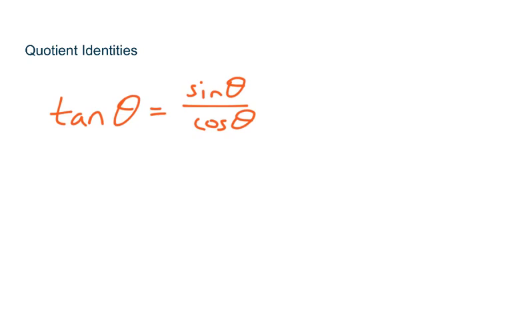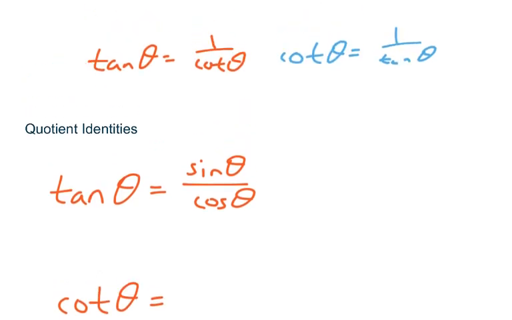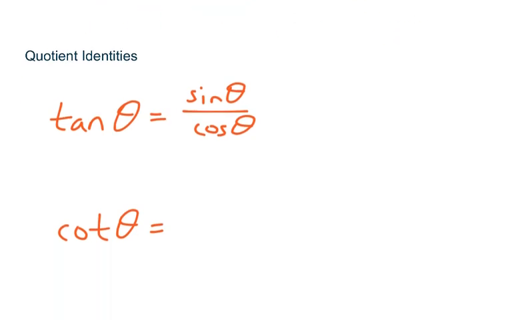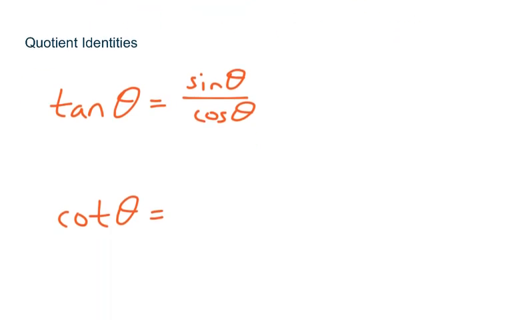The second quotient identity deals with cotangent, and we can think about the reciprocal identity with cotangent. Tangent and cotangent are reciprocals of each other, so it makes sense then that the cotangent of theta is equal to the cosine of theta over the sine of theta.